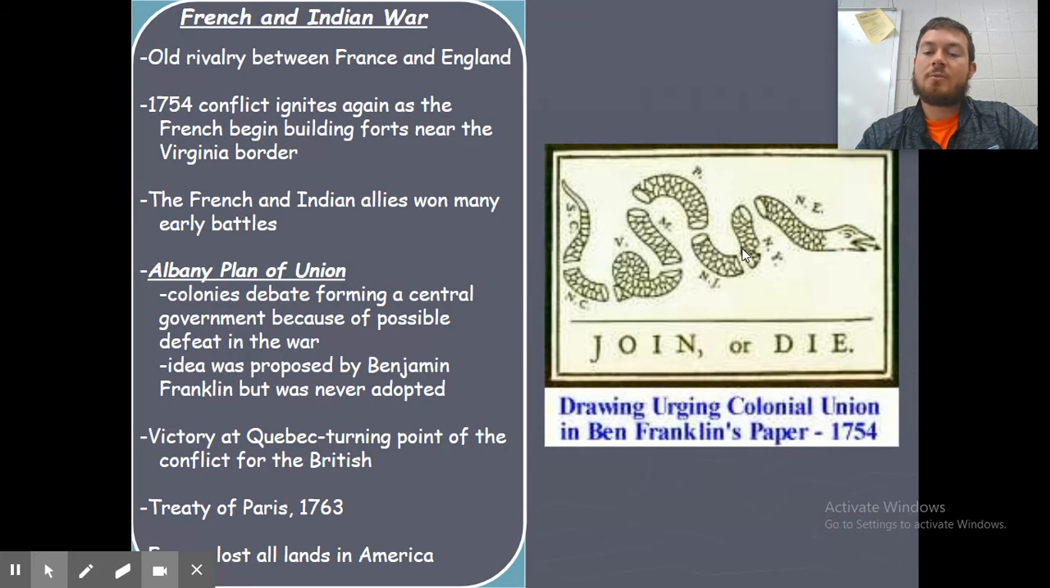This is a drawing from Ben Franklin's paper. It's kind of like a political cartoon, and it shows how the snake is separate. And basically, you need to join or you're going to get defeated.